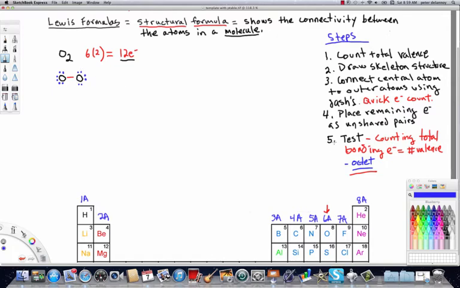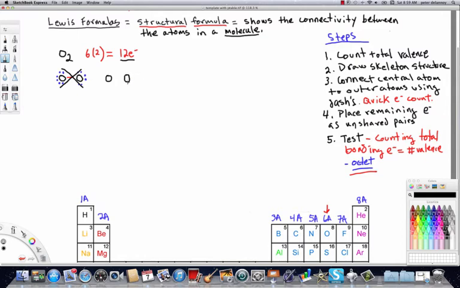Now we go to the test, step number 5, and the first thing we do is count the total electrons we used. So it's 2, 4, 6, 8, 10, 12, 14. Following the steps, we automatically know that this structure is incorrect. So we start over and put the 2 atoms side by side.